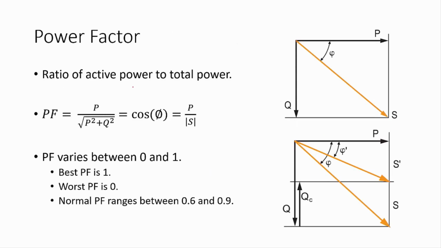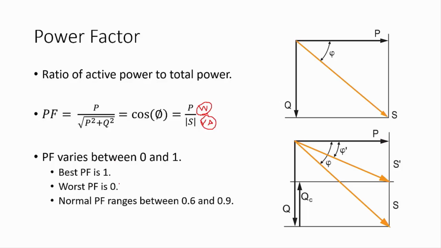Now, the power factor is the ratio of active power to total power, which means it's P, watts, remember, over VA. It's how much power you're using in active, useful things, heat, torque, speed, versus all the power that you are buying from the utility or that you're getting from your system's capacity. Now, there are many ways to write this relationship, which are basically all the same. And power factor varies between 0 and 1. The best power factor is 1, which means that all of the power you are using is getting converted to active power, which means useful power.